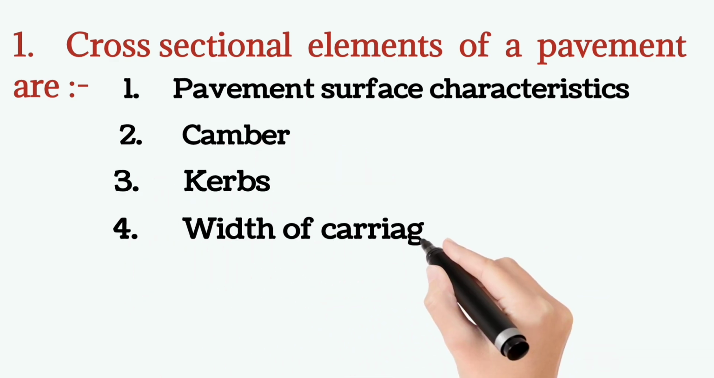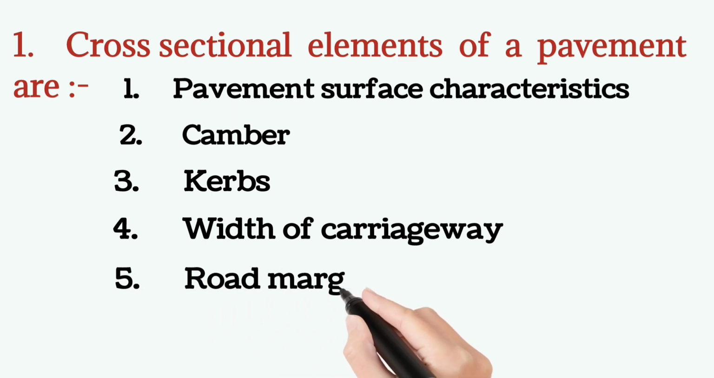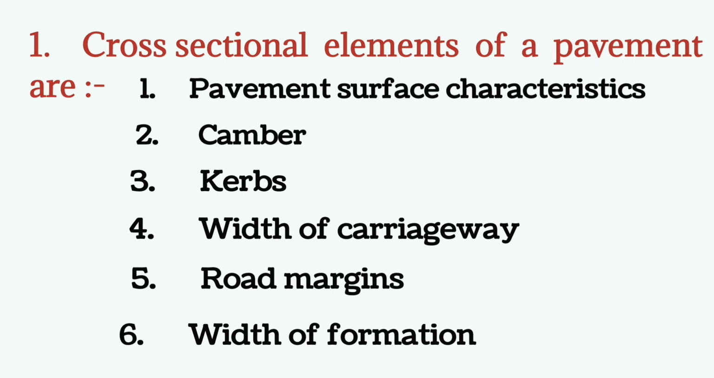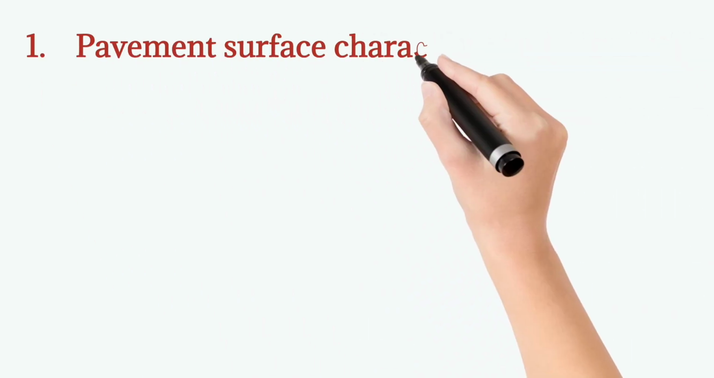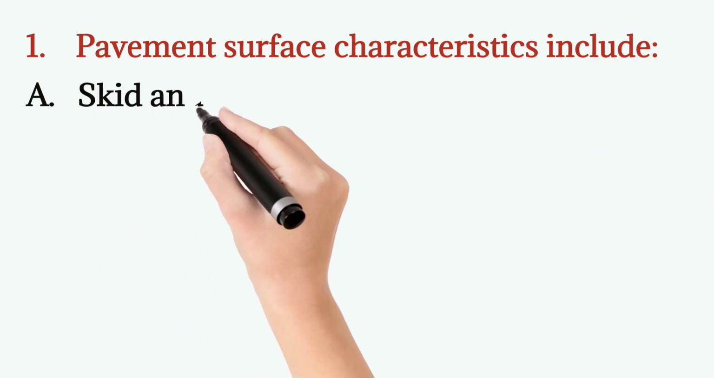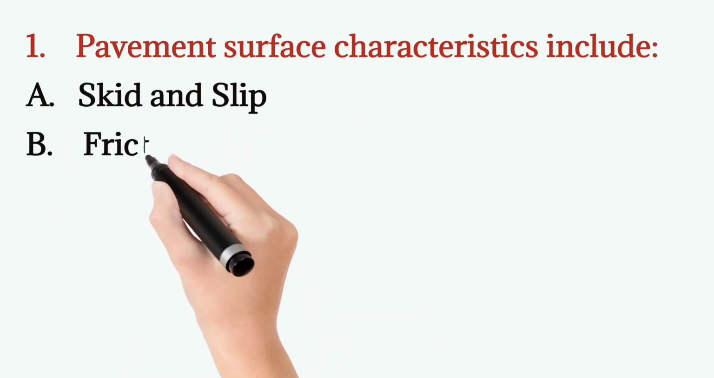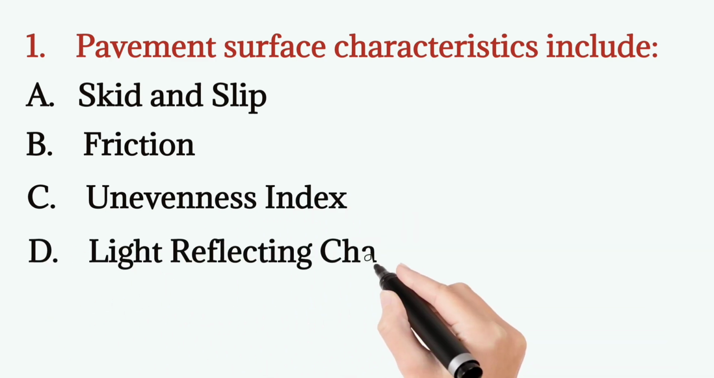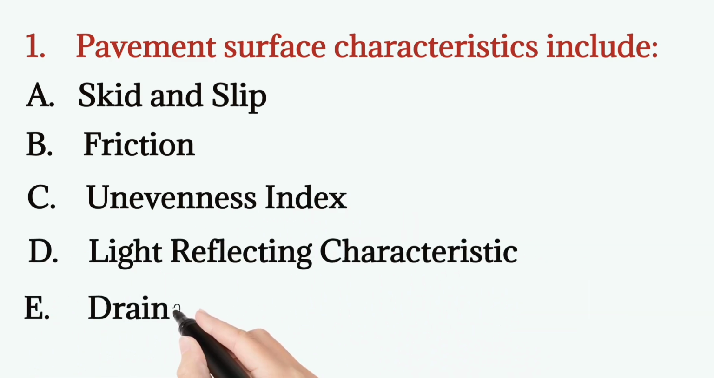These are pavement surface characteristics, camber, curves, width of carriageway, road margins, and width of formation. We will discuss about the pavement surface characteristics, which include skid and slip, friction, unevenness index, light reflecting characteristics, and drainage.